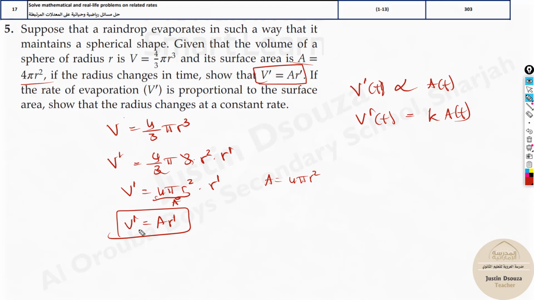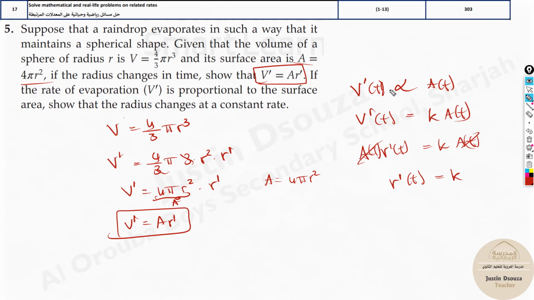And now I will substitute what V dash is. V dash of t is A times r dash of t, also with respect to time. That is equal to K into A. So area cancels. If you divide both sides by area, that's gone. What is the rate of change of radius? It's the constant of proportionality, K, any constant. So this is how we have proven that the radius changes at a constant rate. See over here we have got r dash is equal to K. So this is how we can easily prove it.